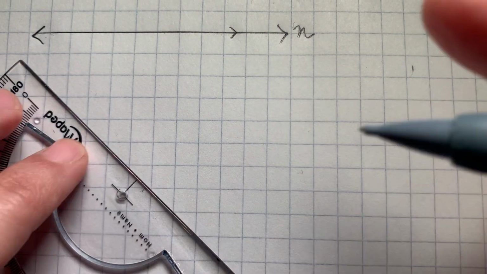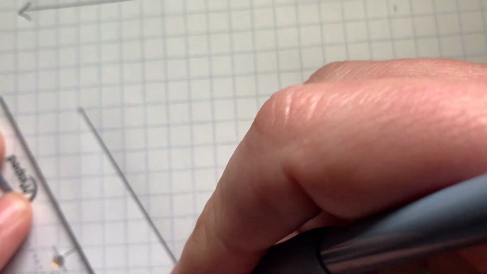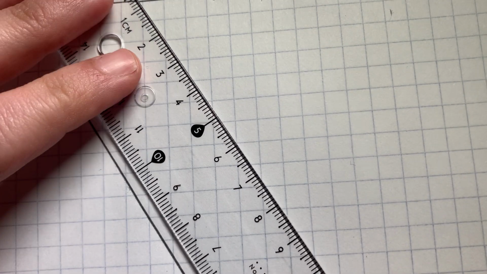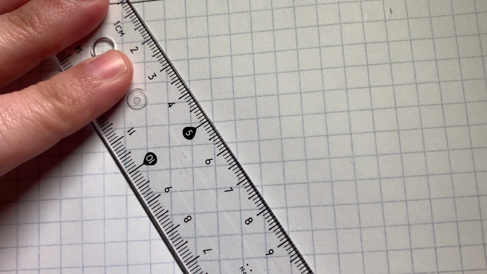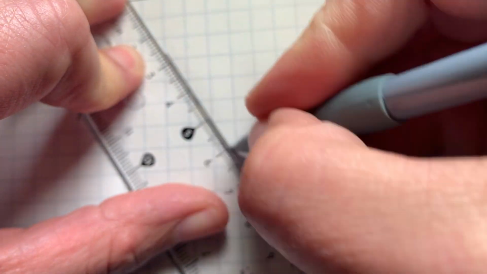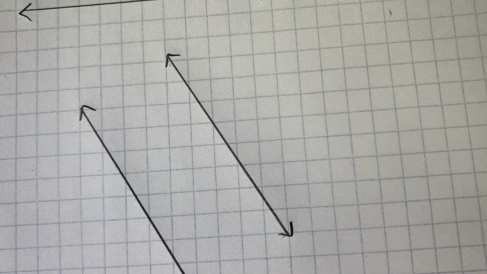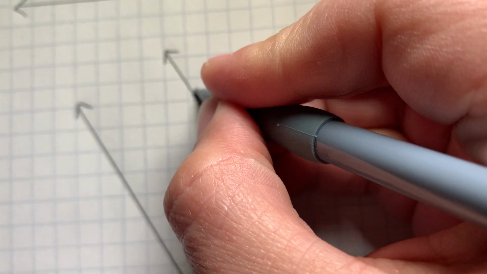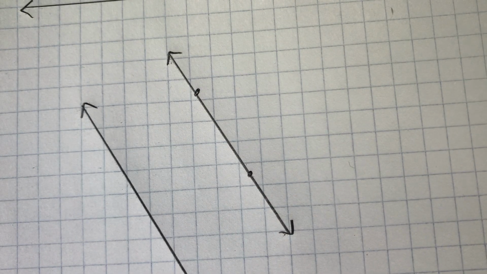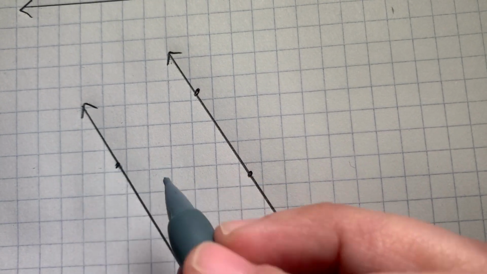Let's try another one. I'm gonna draw these at an angle, and I'm gonna cheat and use my ruler here to create the line that is parallel. There we go. It's a little bit further apart. And we're gonna practice using our geometric notation.